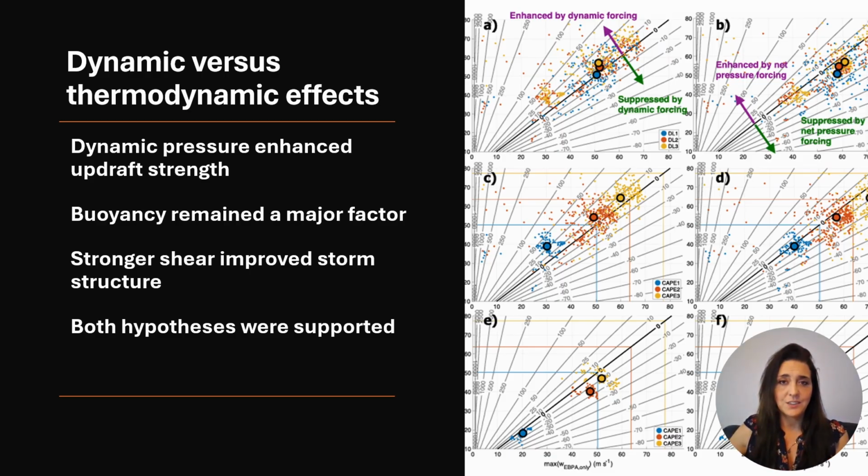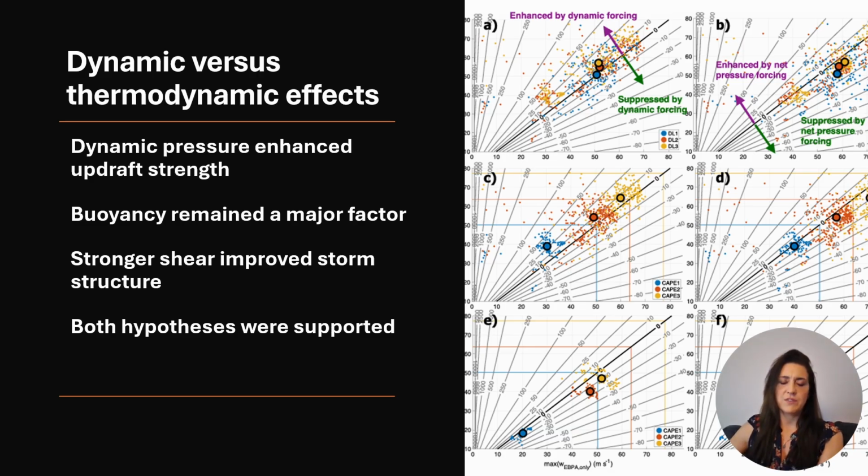The researchers also found evidence supporting the dynamic hypothesis. Figure 2, adapted from Figure 10 in the article, compares the effects of dynamic pressure forcing and buoyancy forcing on supercell updraft velocities. The results showed that dynamic pressure accelerations associated with storm rotation did contribute to the stronger updraft velocities, especially in strongly sheared environments.